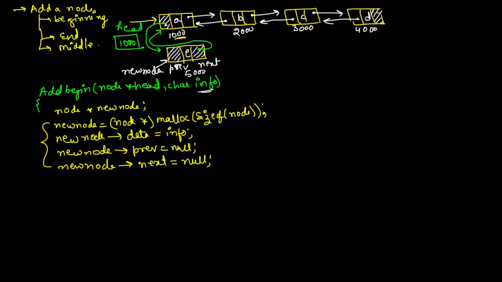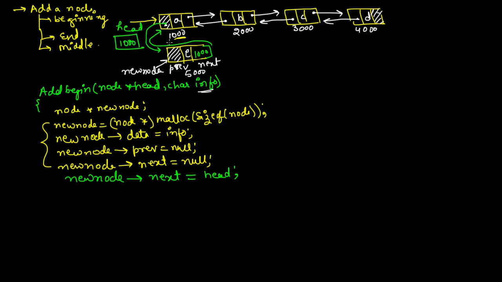So the first operation is that in this position you have to store the address of the initial node. So how will you do it? You just have to write new node arrow next is equal to head. That means at this position you have stored the address of the head. So this position is now storing 1000.